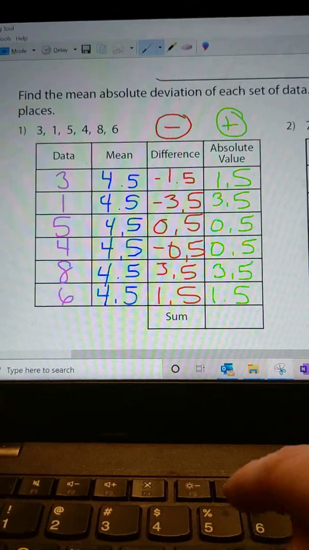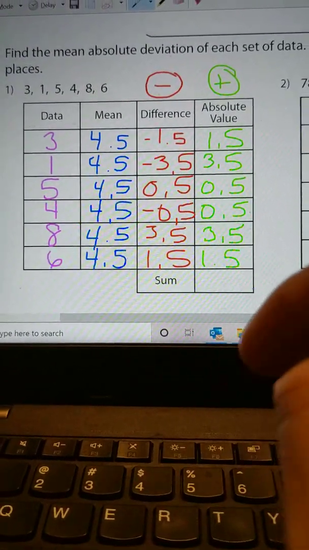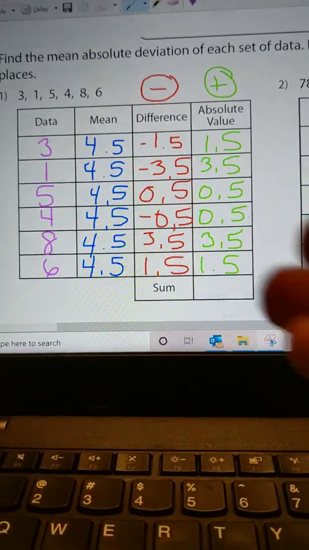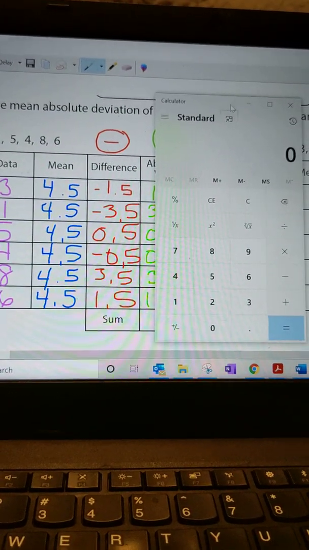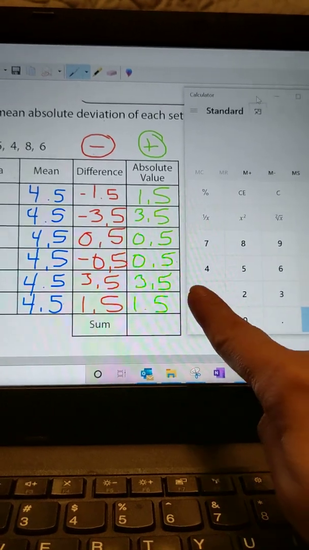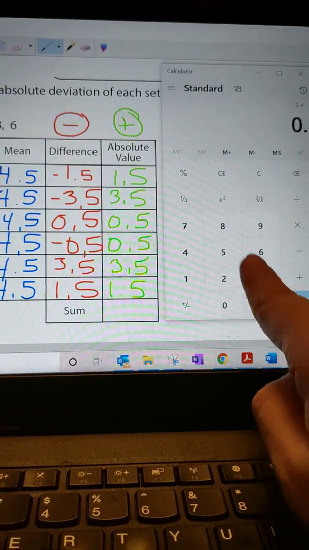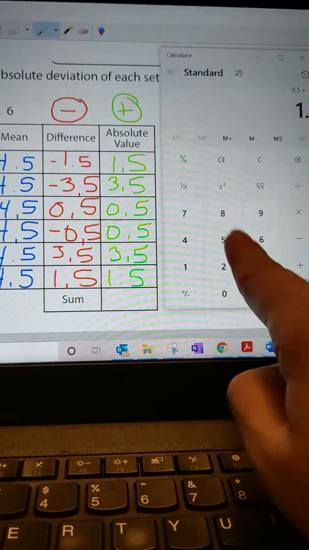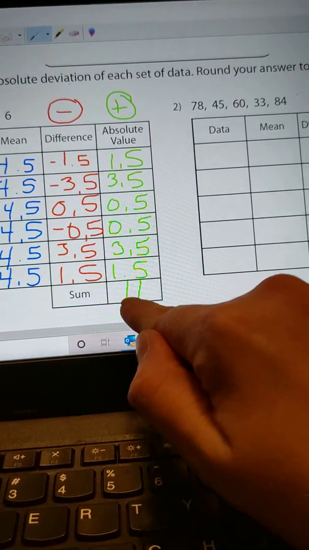Okay. Now, hopefully you know what this word down here means. Sum. Sum means... Yes, I am actually pausing here for you to say it. It means addition, which means you got to take all that and you got to add that. Okay. So we're going to take all those, add all those. 1.5 plus 3.5 plus 0.5 plus 0.5 plus 3.5 plus 1.5 equals 11. So our sum for all of that was 11.